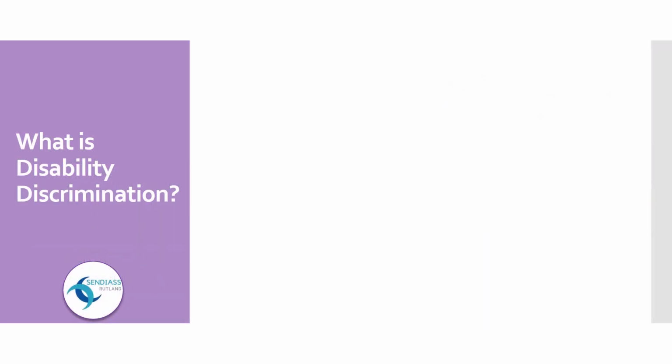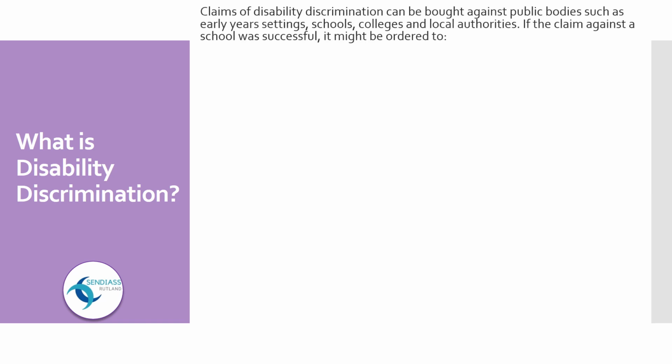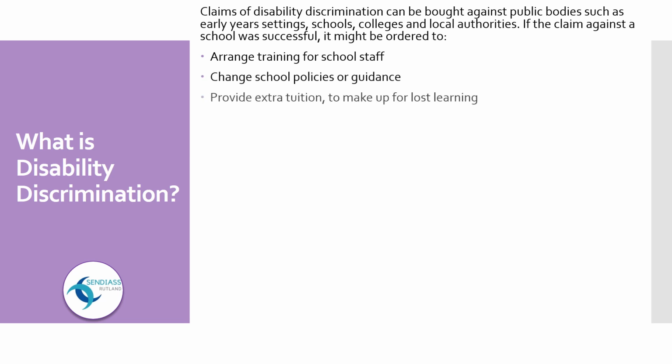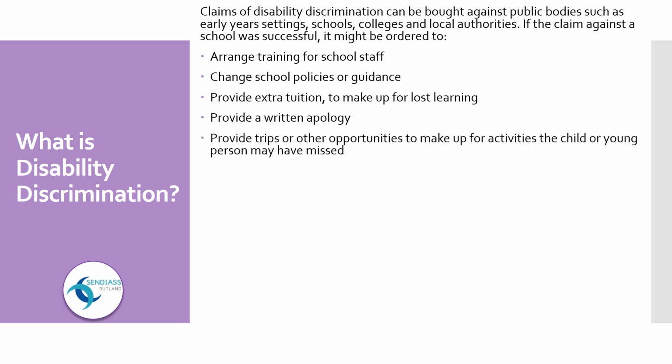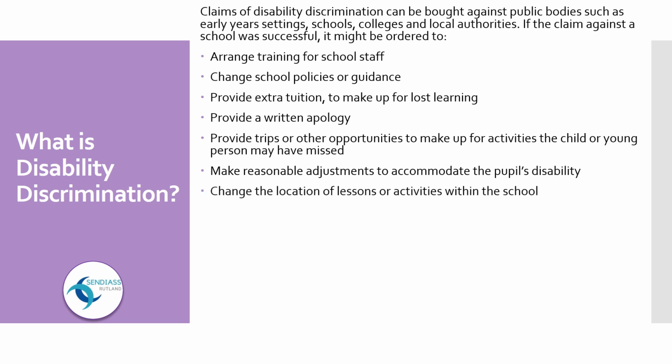What is disability discrimination? Claims of disability discrimination can be brought against public bodies such as early years settings, schools, colleges, and local authorities. If the claim against a school was successful, it might be ordered to arrange training for school staff, change school policies or guidance, provide extra tuition to make up for lost learning, provide a written apology, provide trips or other opportunities to make up for activities the child or young person may have missed, make reasonable adjustments to accommodate the pupil's disability, change the location of lessons or activities within the school.